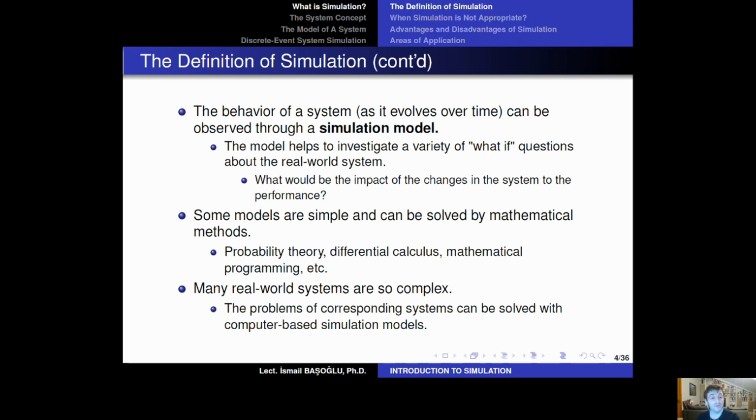But in the real world, too many systems are complex. Okay, so we cannot simply use the models that we have learned in these courses. Sometimes, in order to solve real world problems, we need to create a complex model of a real world system. And in that case, the computer-based simulation approaches would be the only solution method for us.